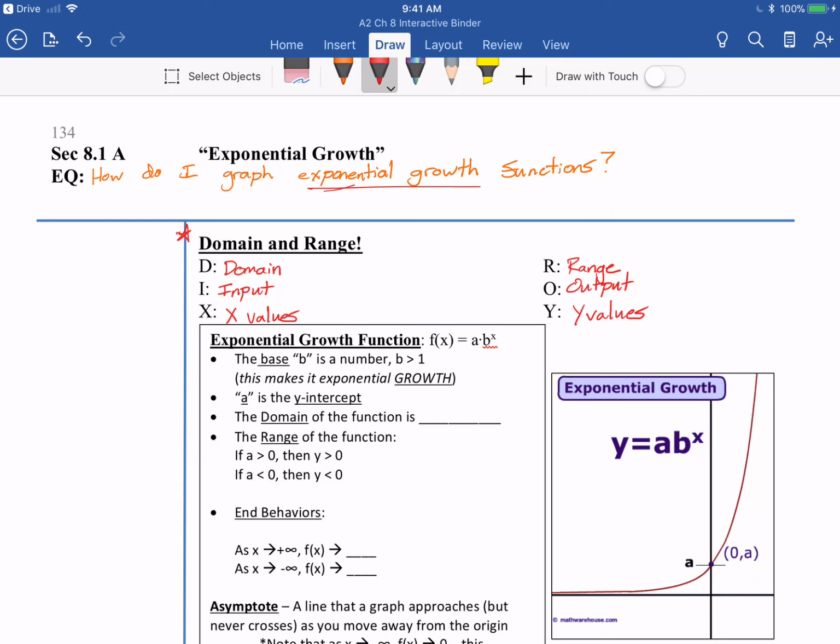What's the domain and range? That's going to help us to see, hey, does my X approach something? Does my Y approach something? What's my output? What's my input? Kind of things like that.